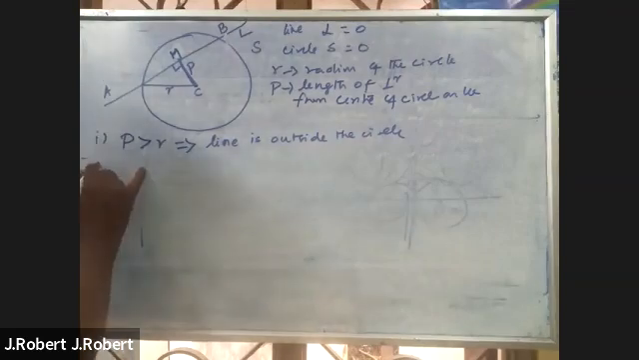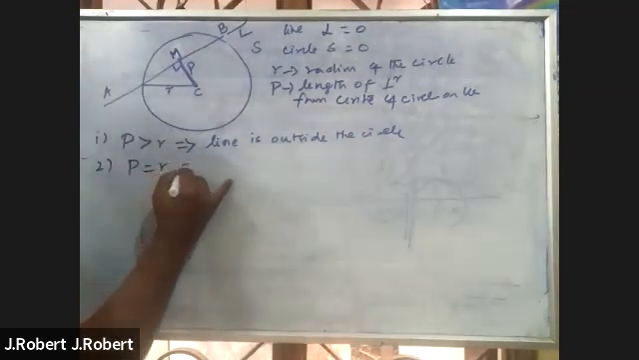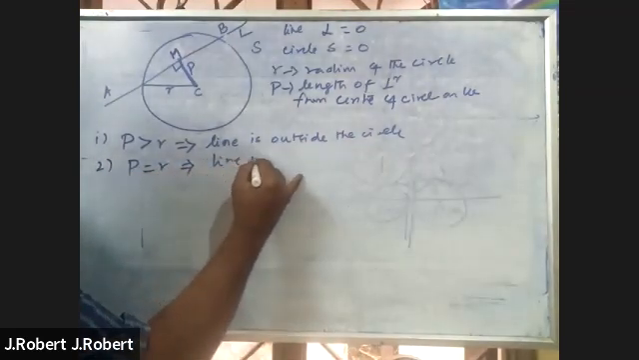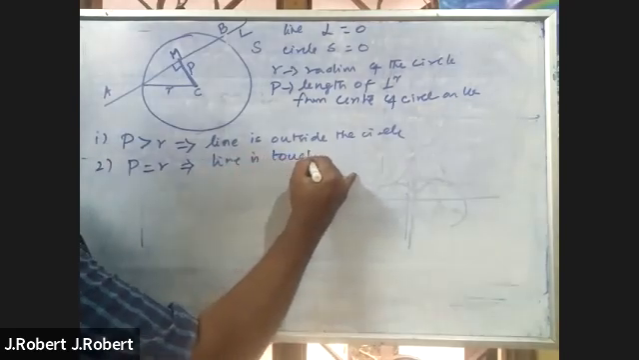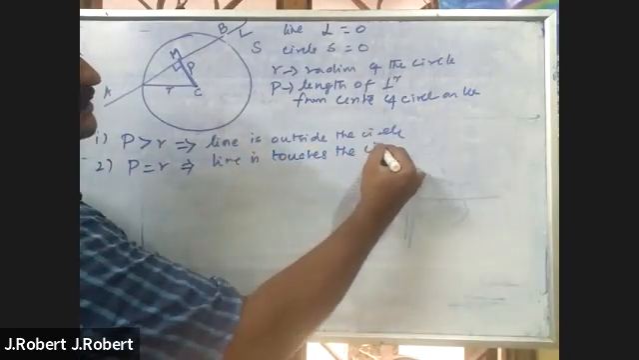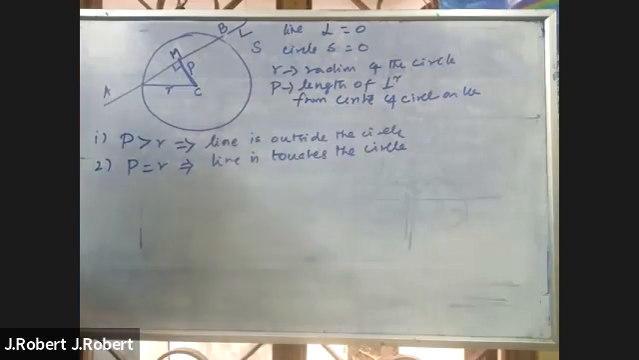Next, second, if P equals R, then the line touches the circle. What is the meaning of that? The line touches the circle. Anyone? Boys, what is the meaning of that? The line touches the circle.